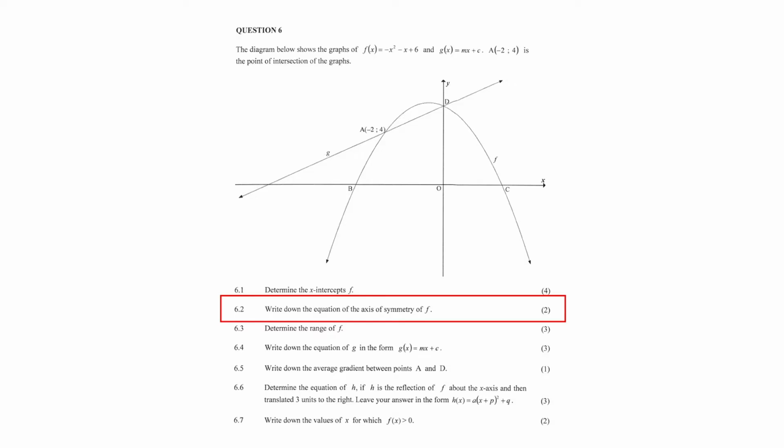The next question says, write down the equation of the axis of symmetry of f. Now, remember, the axis of symmetry of a parabola is the x value of the turning point. So we're going to calculate the turning point. To calculate the turning point, we have the equation in standard form, minus x squared minus x plus 6. So that means that I can calculate x being minus b over 2a.